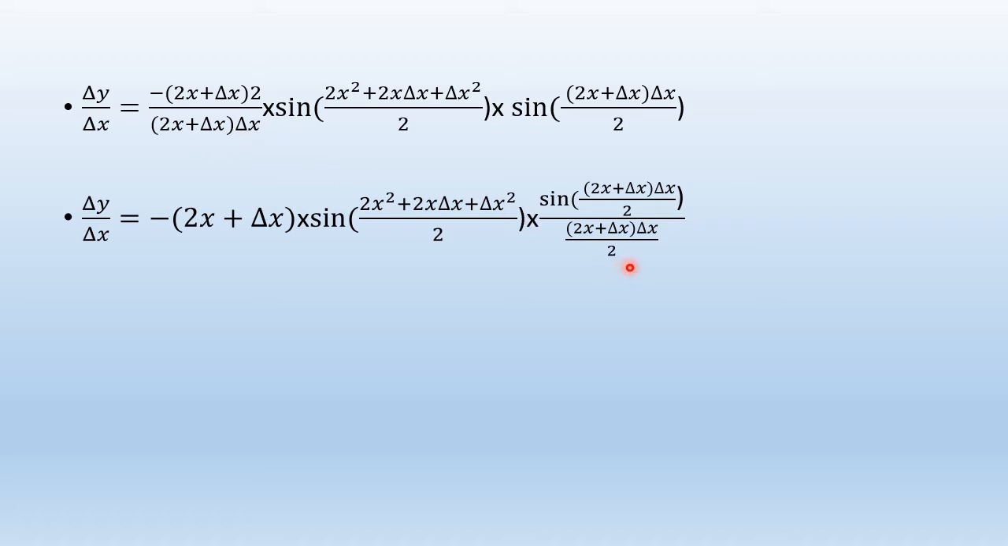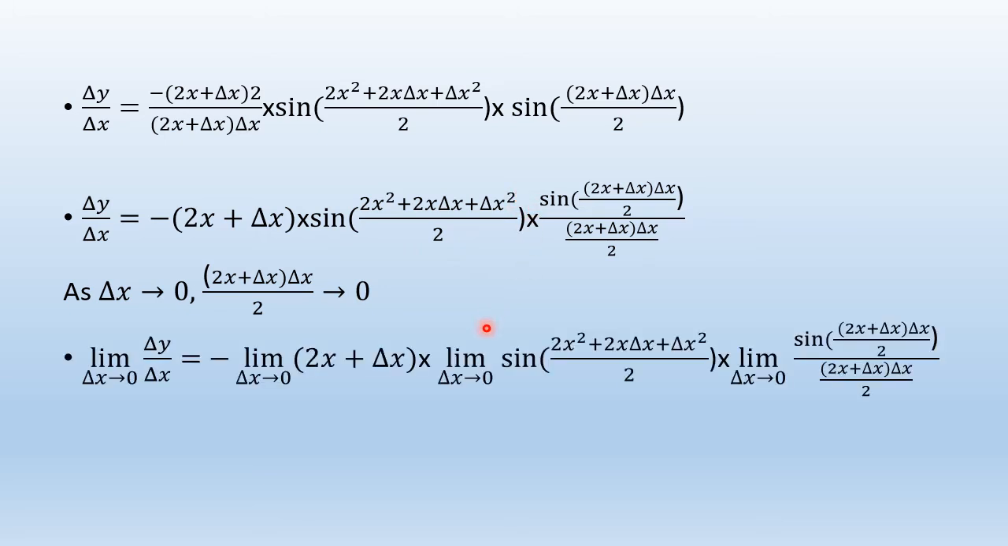What is the advantage of writing it like this? It has got the shape of sine theta by theta, where theta is equal to 2x plus del x into del x by 2. And you can see that as del x tends to 0, this 2x plus del x into del x by 2 tends to 0. So when we apply the limit, when del x tends to 0, this whole expression will become 1. And this is our next step. We are going to apply the limit when del x tends to 0, and we are going to apply the limit here and here and here and here. Let's apply the limit when del x tends to 0.